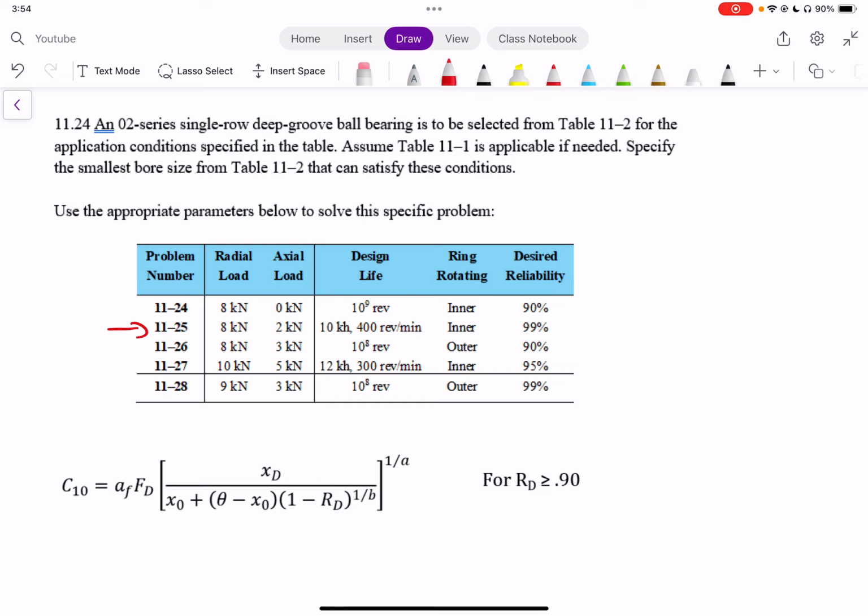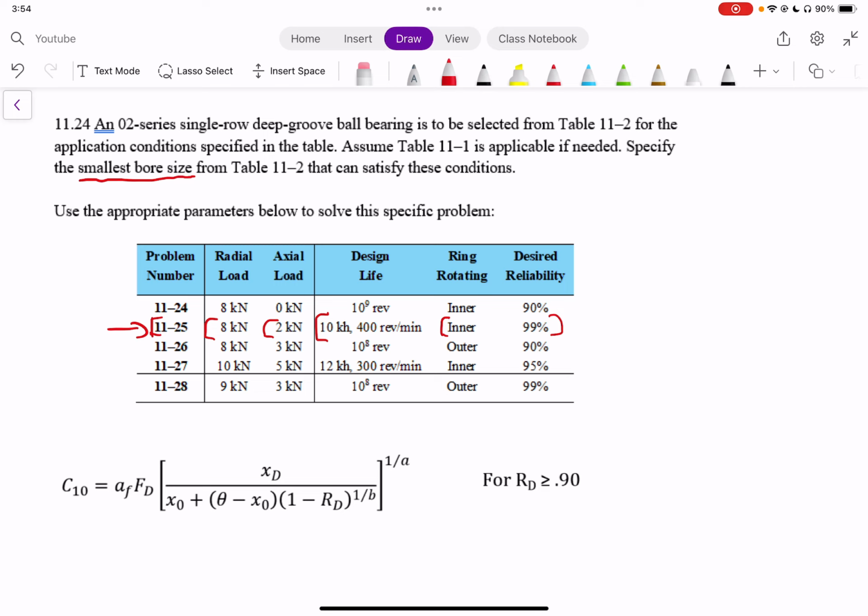So, assuming table 11.1 is applicable if needed, specify the smallest bore size from table 11.2 that can satisfy these conditions. So we need to find the smallest bore size and satisfy the conditions below. What we're going to focus on is the conditions of 1125, which is 8 kilonewtons, 2 kilonewtons, 10 kilohours, 400 revs per minute, inner rotation at 99%.